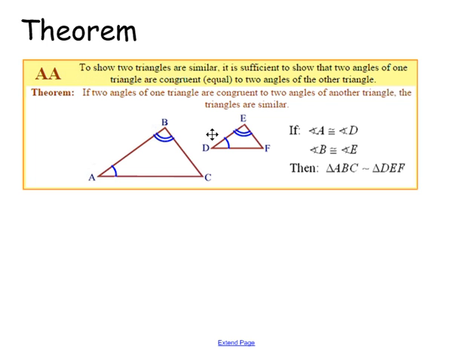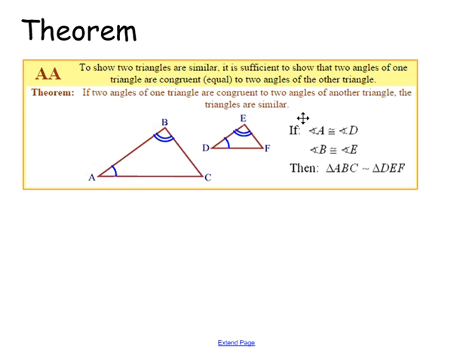For our example here, if we know that angle A is congruent to angle D, and we know that angle B is congruent to angle E, then we can conclude that the two triangles are in fact similar. If you think about it, it actually makes sense, because if this angle is congruent to this angle and this angle is congruent to this angle, then we know that this angle here will be congruent to this angle here. And if all three of the corresponding angles are congruent, then the triangles are similar. So that's why the theorem makes sense.